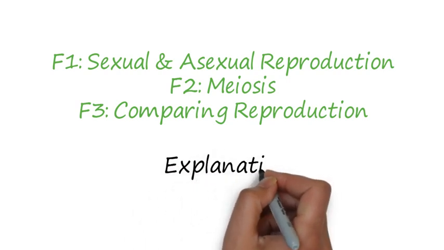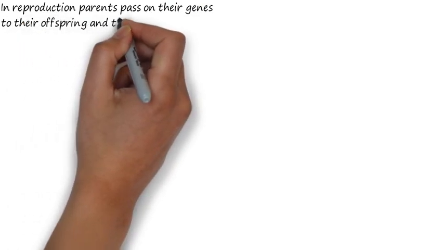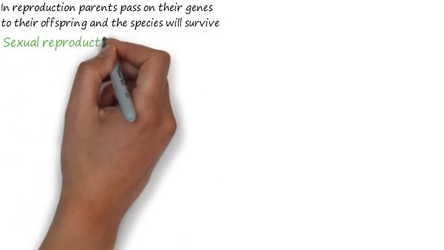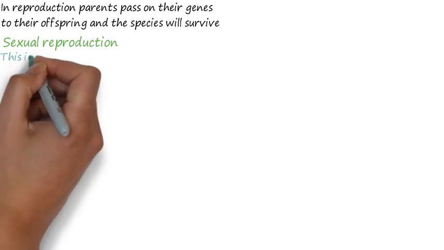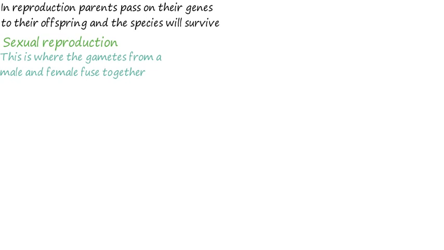Reproduction is the way in which a species survives. Parents pass on their genes to their offspring, and this allows the species to carry on and survive. There are two different types of reproduction: sexual and asexual reproduction. The type you are probably most familiar with will be sexual reproduction.